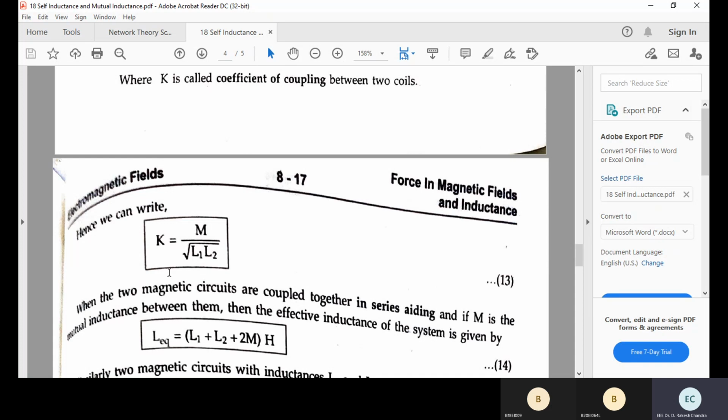What do you mean by K equal to 1? These two magnetically coupled circuits are highly coupled, 100% coupling. 0.9 is 90% coupled, 0.8 is 80% coupled. K equal to 0 means no coupling between the two magnetically coupled circuits. K equal to 0.2 is just 20% coupling. Always your K value is less than or equal to 1.